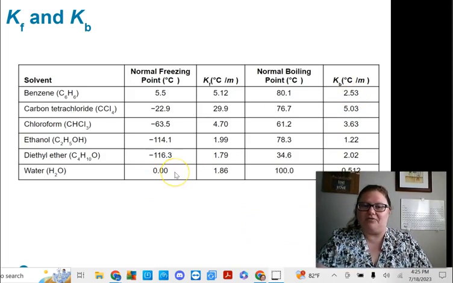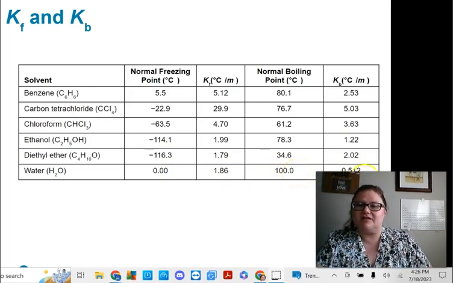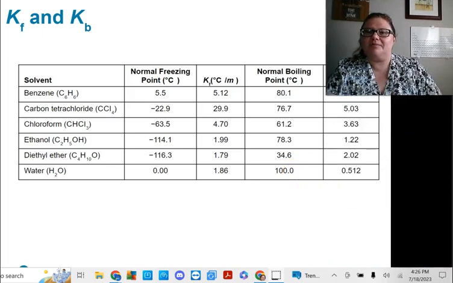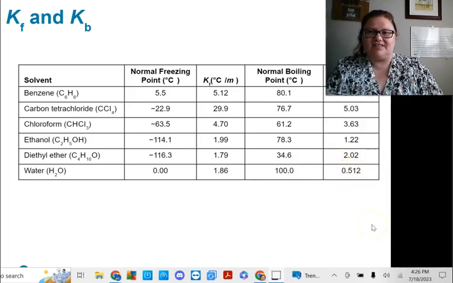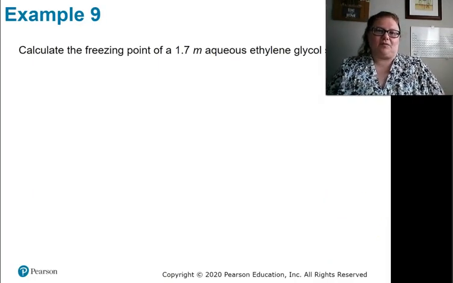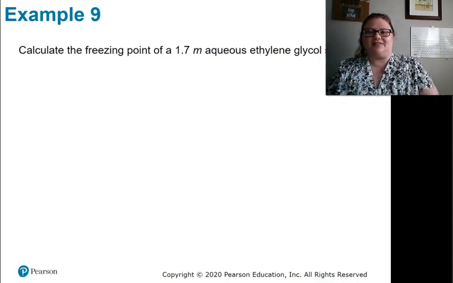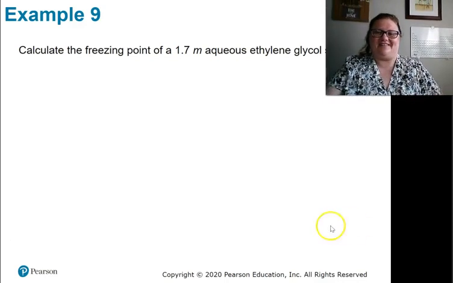The normal freezing point of water is 0 degrees Celsius, and the freezing point factor there is 1.86. And then we have our normal boiling point. It boils at 100 degrees Celsius. Well, now, if I move my camera, we'd have the boiling factor now as 0.5. So let's see this in action. Calculate the freezing point of a 1.7 molality aqueous ethylene glycol solution, our antifreeze.